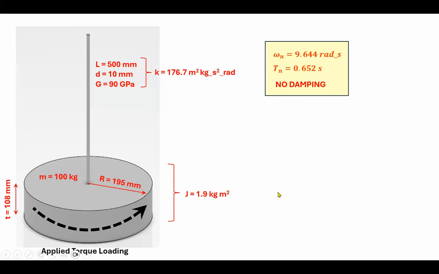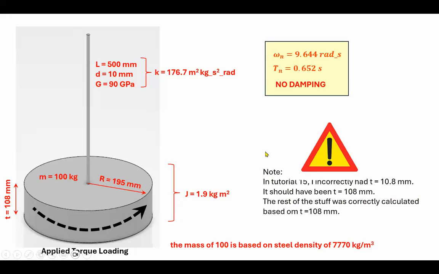Based on these dimensions and the fact that it is made out of steel, the mass of it will come out to be 100 kilograms. Now, I made a mistake in tutorial 15. It was T equal to 10.8, although the calculations and everything were correct, except that in the slide I had 10.8 instead of 108. Keep that in mind.